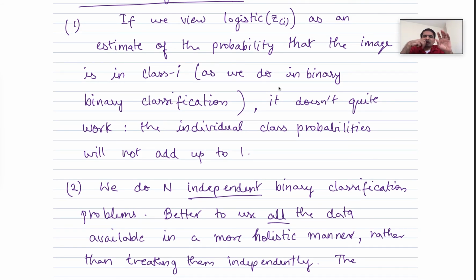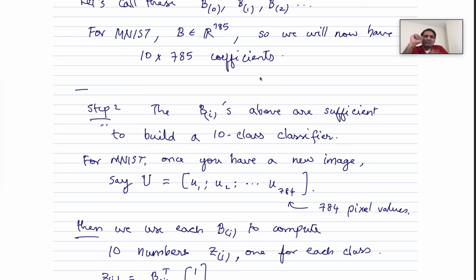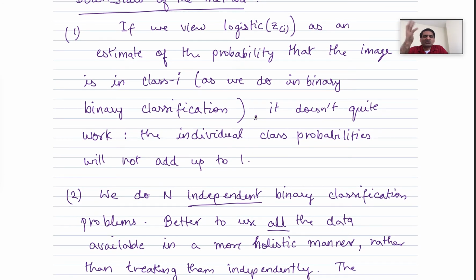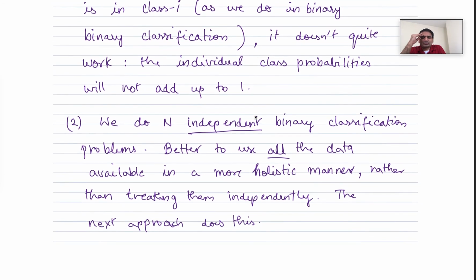Like the classical logistic regression with binary classification had this nice feature that the logistic function operating on the zi is actually an estimate of the probability that it belongs to a particular class. If we do these n different binary classification problems, you sort of lose that interpretation, unfortunately.